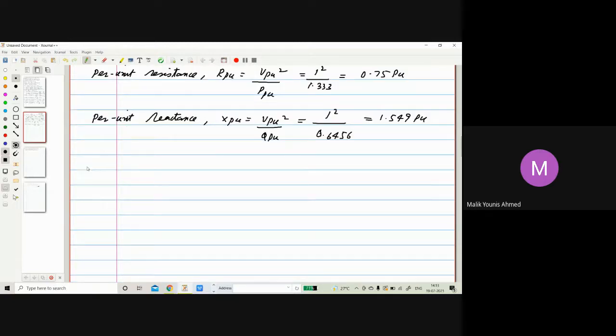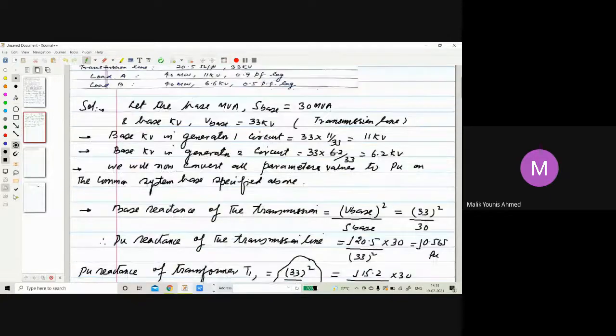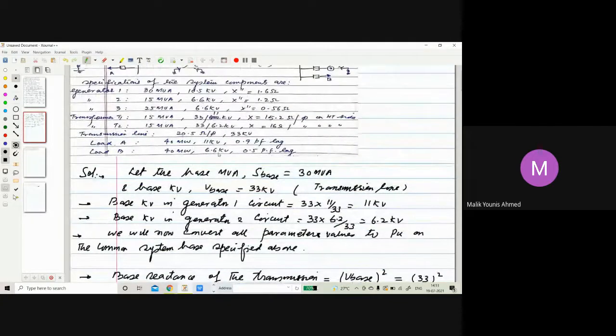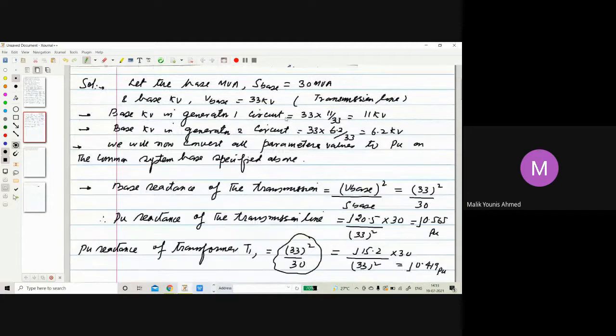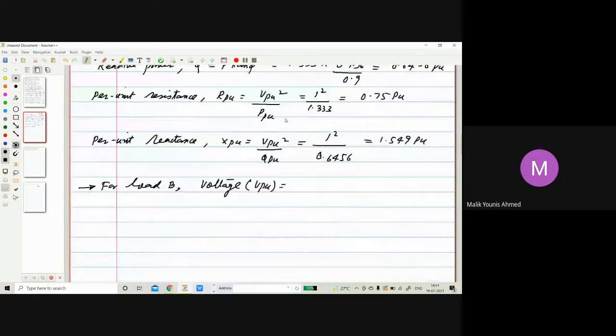A similar approach should be followed for load B. For load B, this is the way you have to analyze loads A and B. So first the voltage, the per unit value will be the actual value divided by the base value. You can go to load B here. Where is load B? Okay, load B is here. The actual value is 6.6. What is the base value on this side? 6.2. So 6.6 divided by 6.2 comes out to be 1.065 per unit. So VPU you have got.